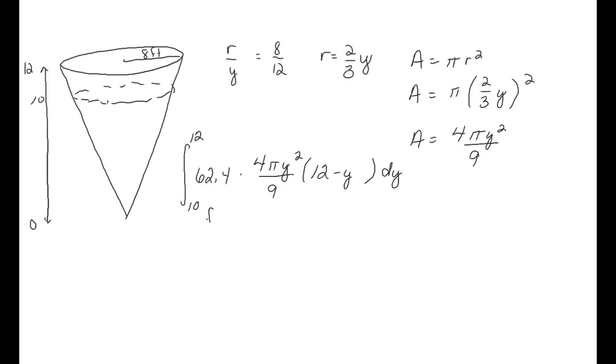Okay. But if you want to check, remember what you can do. Pounds per cubic foot times, okay, y was in feet, so that's feet squared. 12 minus y is also in feet. dy is also in feet. So just checking units. This foot and this foot squared cancels with this foot cubed. And the units that are left are foot-pounds.